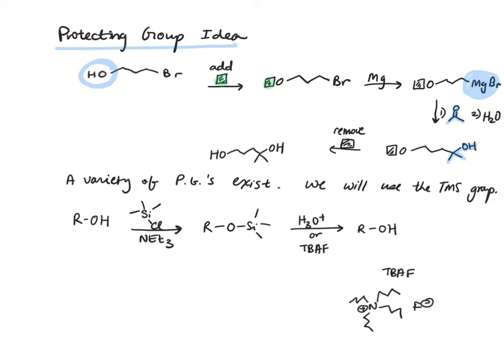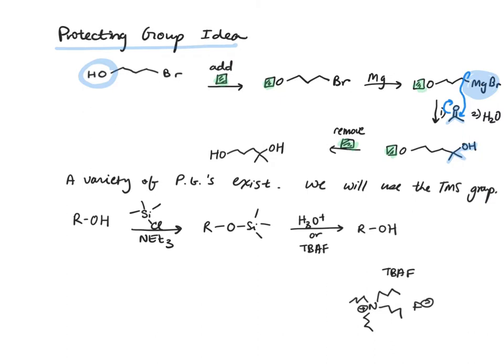If we were to draw just a quick mechanism for that step, this would be an attack on the carbonyl carbon by that carbon-magnesium bond, and that gives us the two methyl groups and the hydroxyl, a neutral compound after treatment with water. In the next step, you want to take this protecting group and remove it so that you have a diol again.